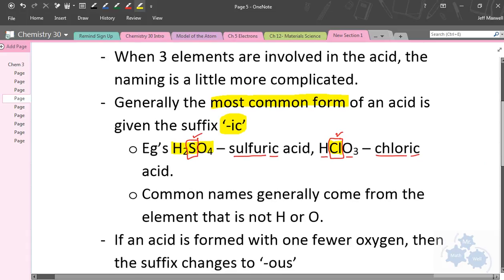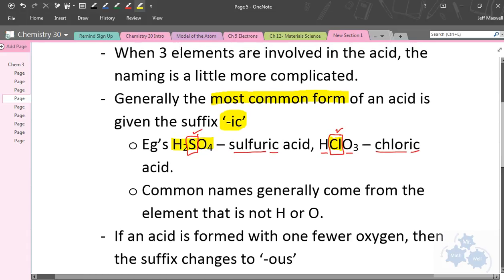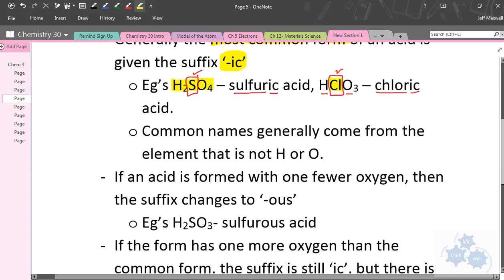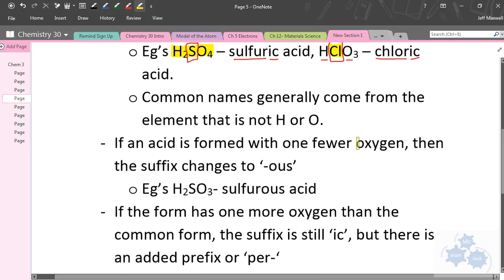Now, this is where it gets a little bit complicated. If an acid is formed, and we're talking about one of these common acid forms, with one fewer oxygen, then the suffix, the naming part at the end, changes from "ic" to "us."